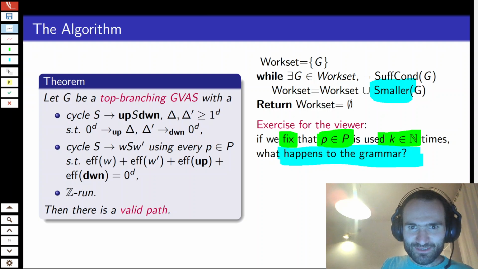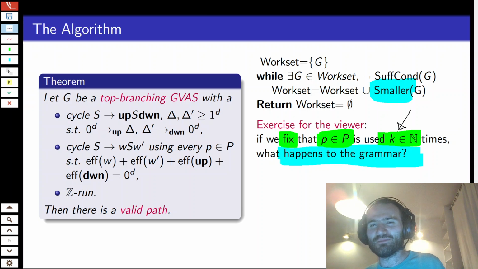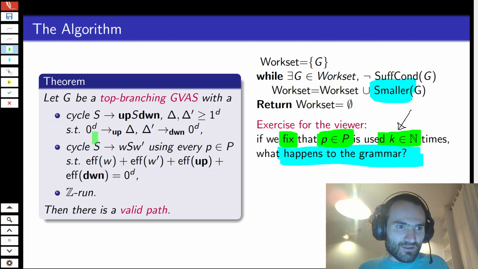So up to next time, I would recommend that you think about, okay, why would this be smaller? And how would I even do this? How would I create a grammar that fixes that a certain production is used exactly k and n times in every derivation? But so this is it for this time.